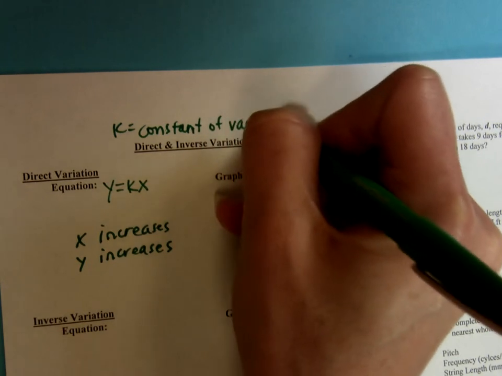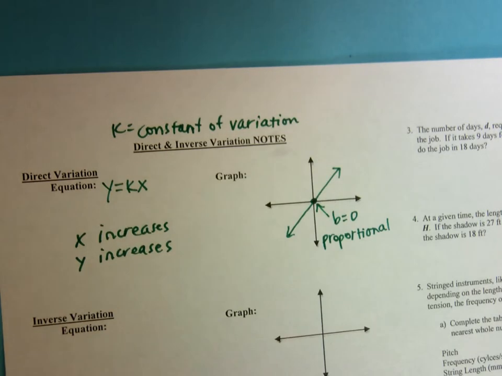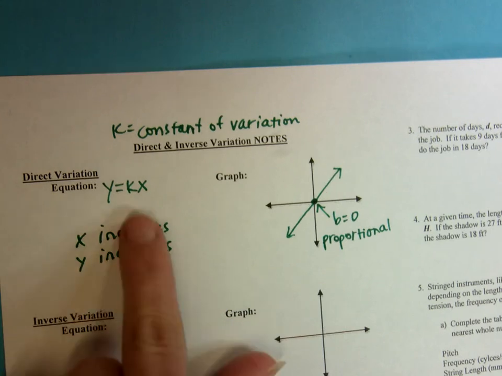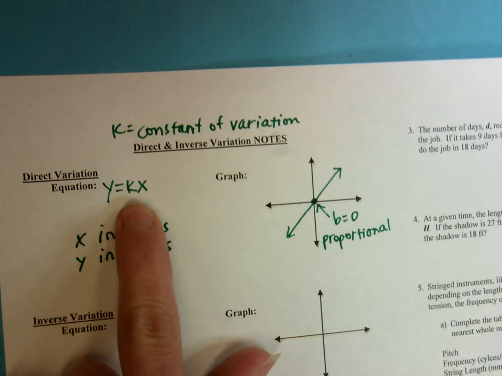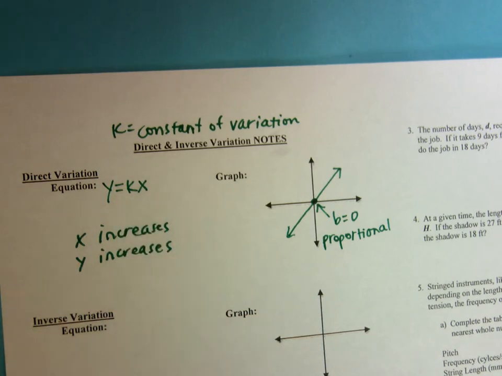Can anyone tell me what the word variation means? When something varies, it's different, it's changing. Is there something else that we've talked about a lot that also means that something is changing? Constant rate of change, which is the letter M. Is that in the same place pretty much as the K? Yes. So the K and the M are very similar in what their functions are.